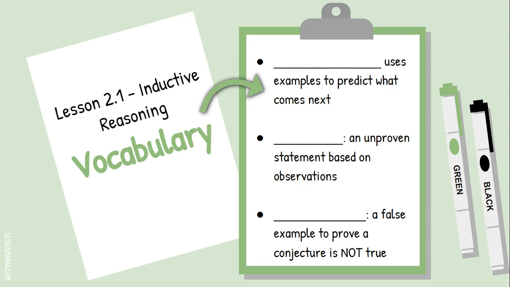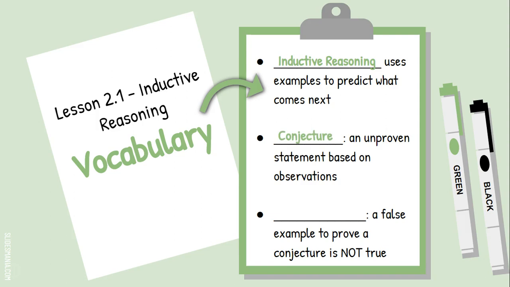So before we can start, we need to know some vocabulary words. The first vocab word is inductive reasoning. Inductive reasoning uses examples to predict what comes next. So you will actually look at examples in order to make a prediction on what would come next.